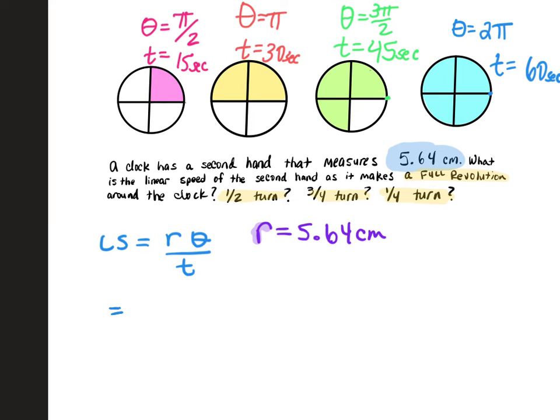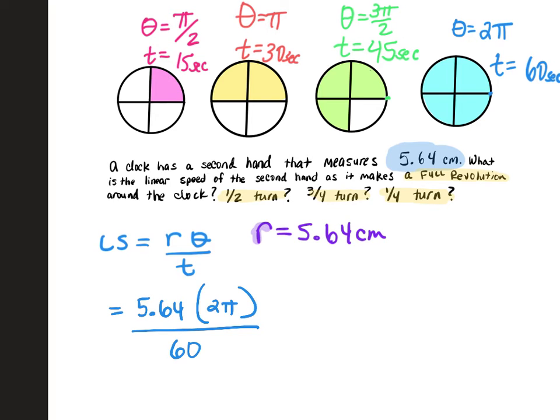So for a full rotation, I'm going to say my radius is 5.64. What's my theta for a full rotation? 2 pi. And we're going to divide that by 60 seconds. You guys agree with me?